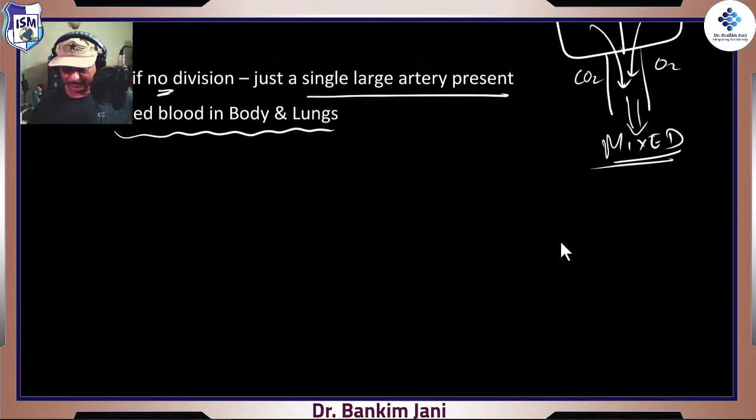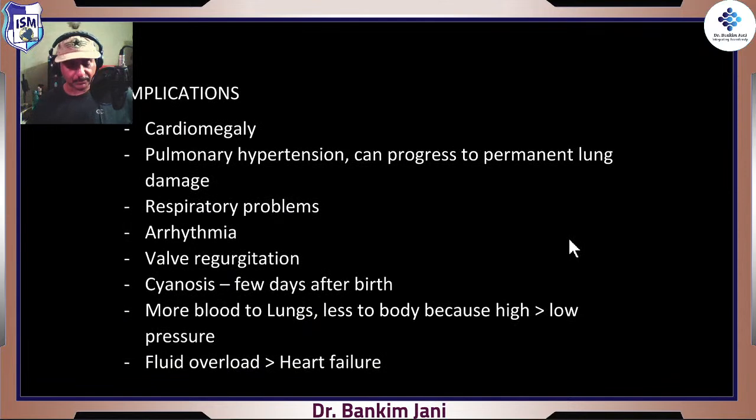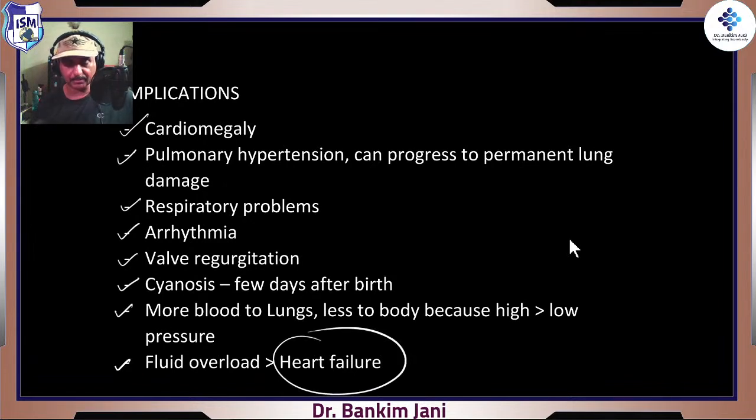Rubella is an infection. So what complications? Cardiomegaly, heart becomes bigger, pulmonary hypertension, and it can lead to, say, permanent lung damage. There can be respiratory problems, because mixed blood is going. Arrhythmia, yes, because it is the same mixed blood which is getting supplied to the heart. Valve regurgitation because of pressure imbalances. Cyanosis a few days after birth, yes, because it is again mixed blood. More blood to lungs, less to body because of a high to low pressure system, and that leads to fluid overload and heart failure, right?